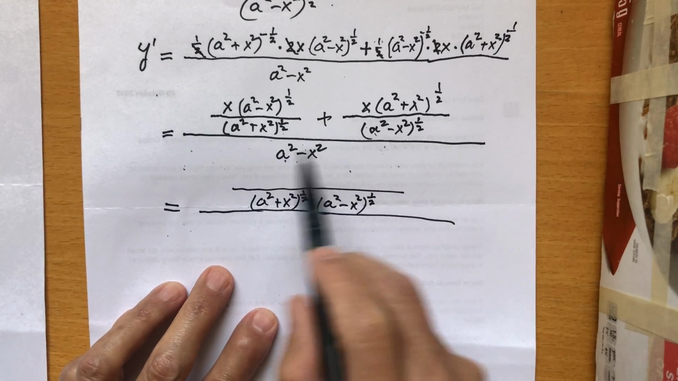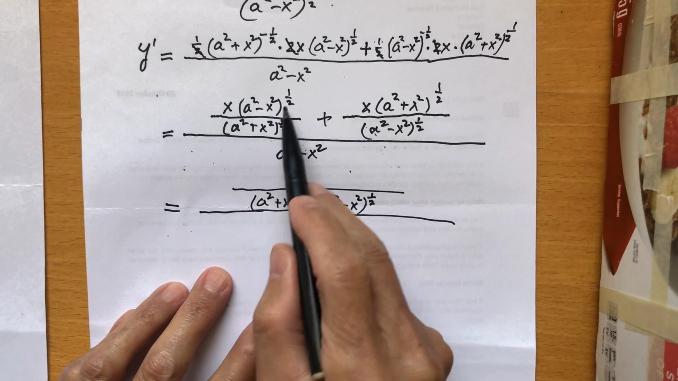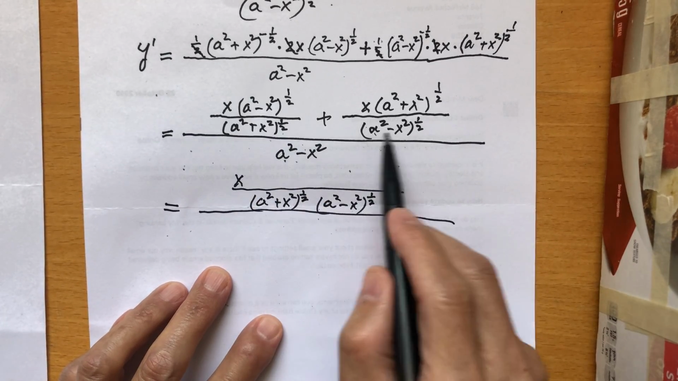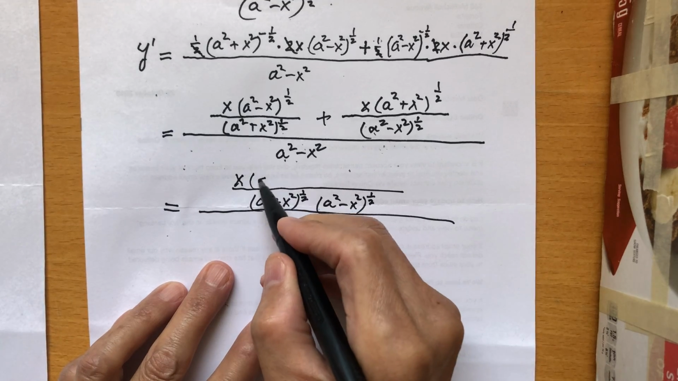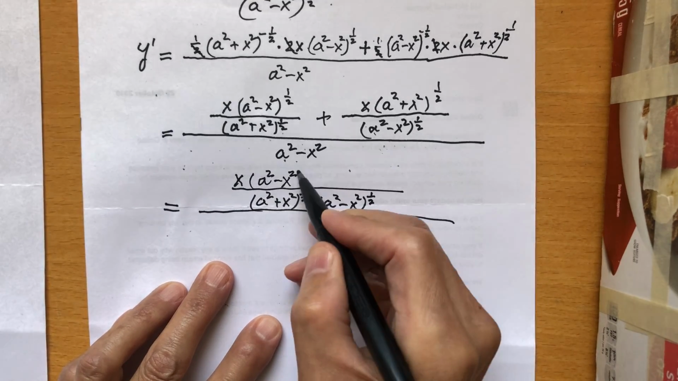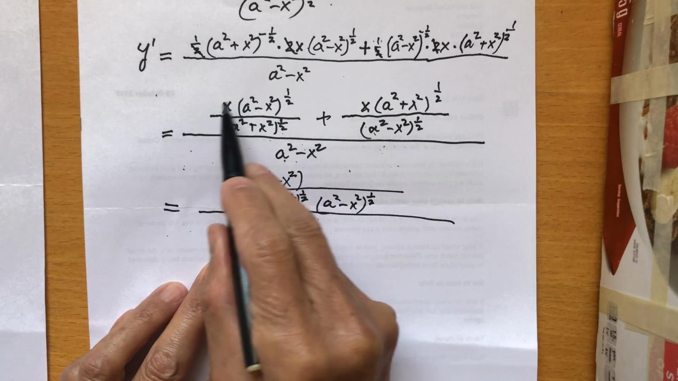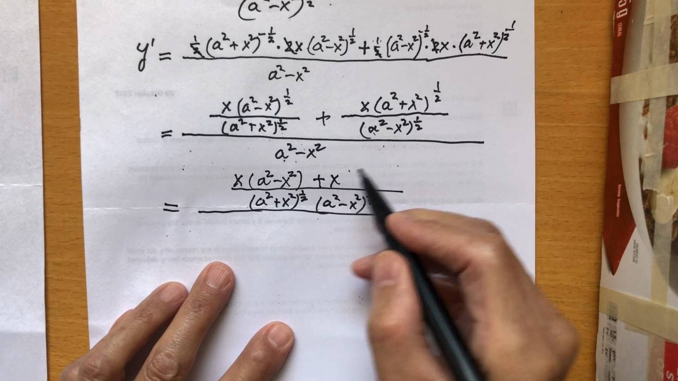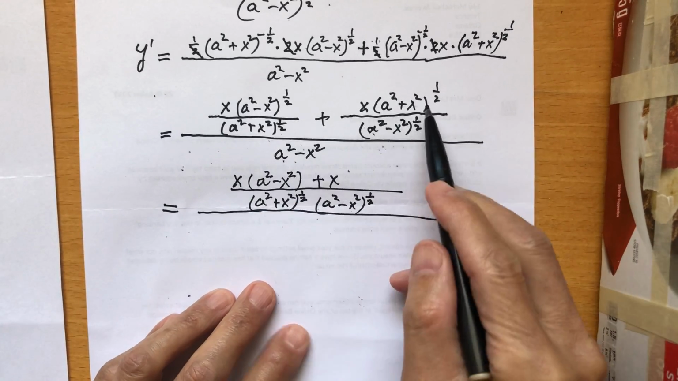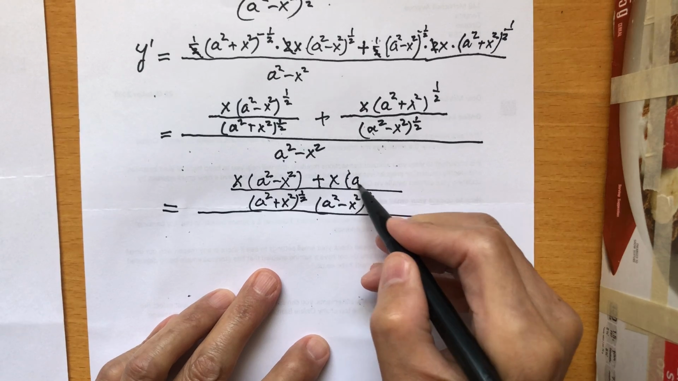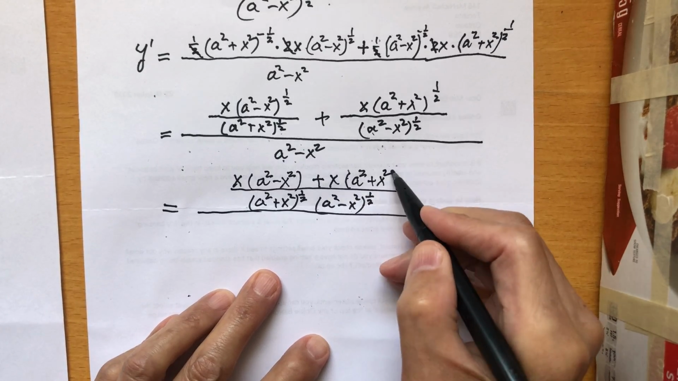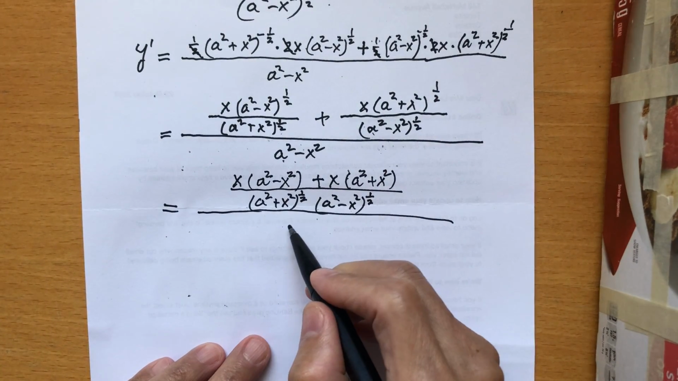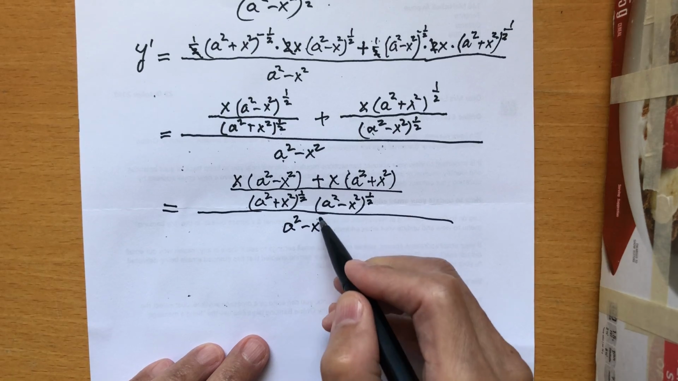Now when you do common denominator, this becomes x. Remember, this has to multiply that, so that's all you have for this numerator. And this numerator becomes this times that, so it is a squared plus x squared. So that's the simplified numerator part. And the overall, this divided by a squared minus x squared.